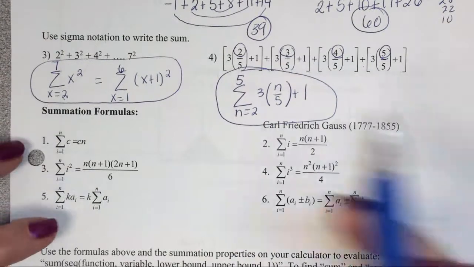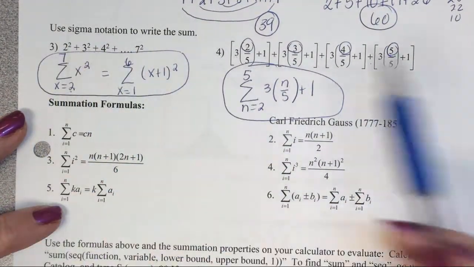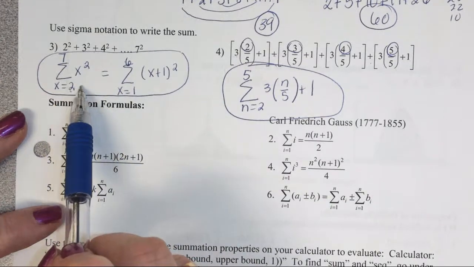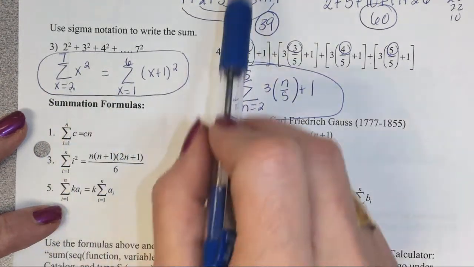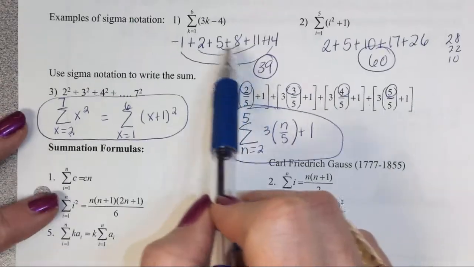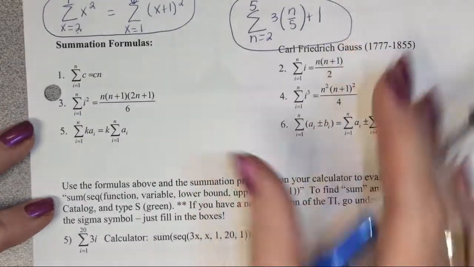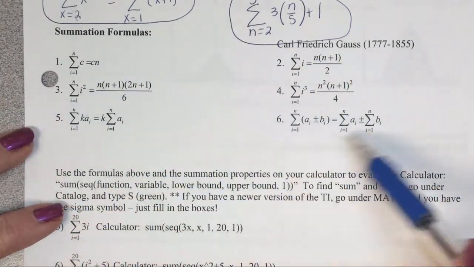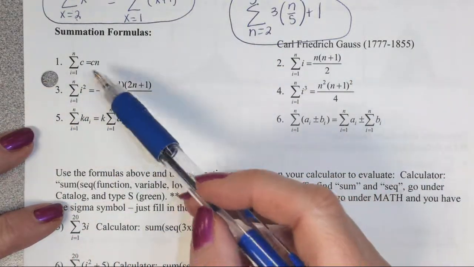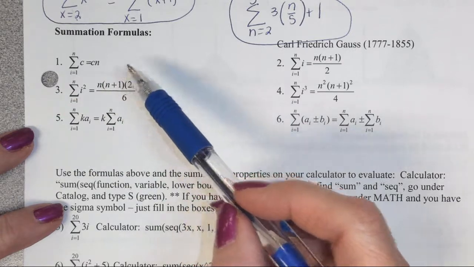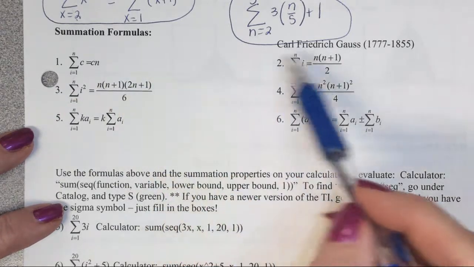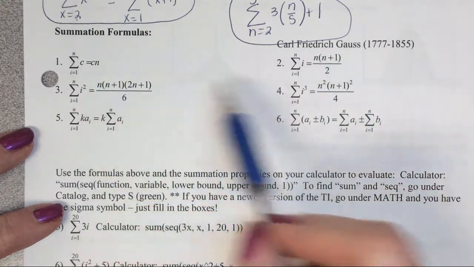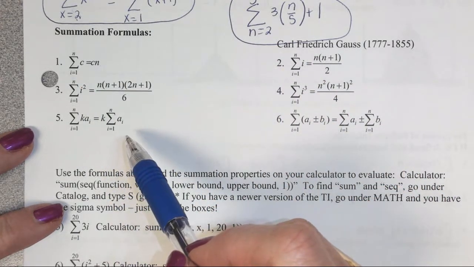So we need to be able to go in both directions. We need to be able to find the summation notation, the sigma notation, and we need to be able to write out the sum this way. Here are some formulas, and these used to be very important before we had graphing calculators because it would be a quicker way to find the sum. But anymore, these really aren't as important. Now, if you were taking AP calculus, you would have to know these sums in order to do Riemann sums and things like that.